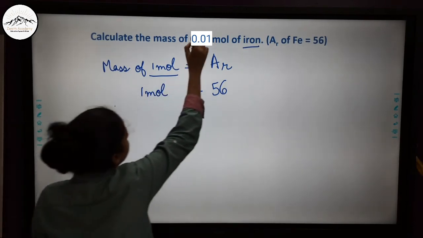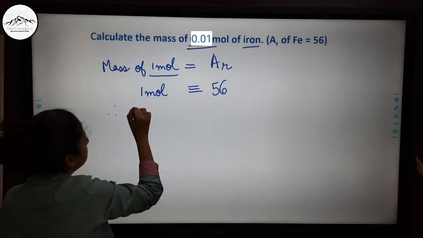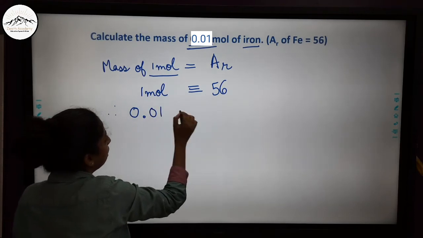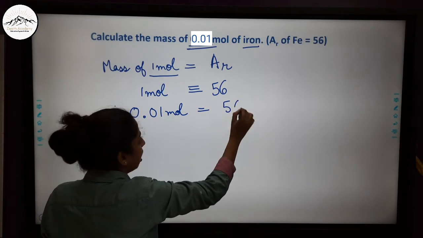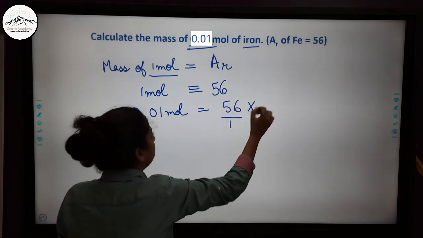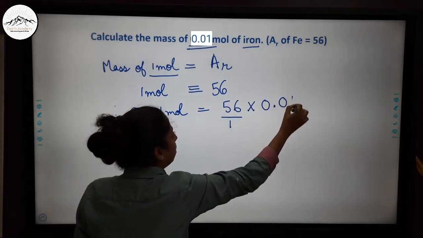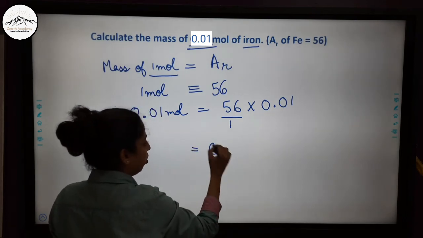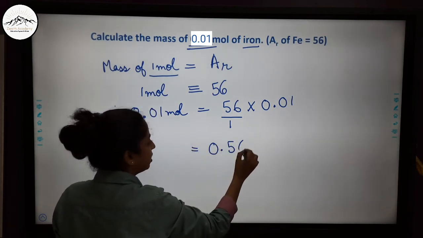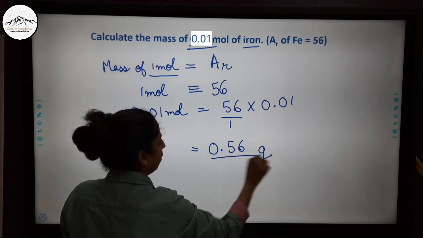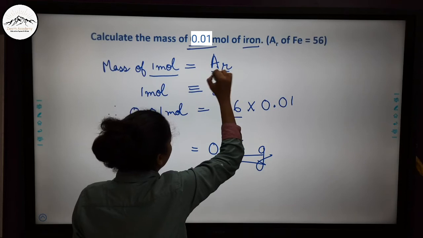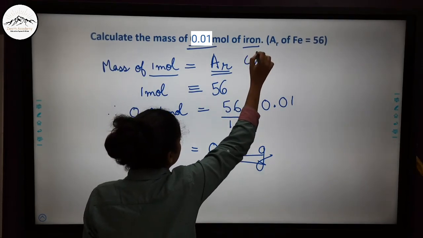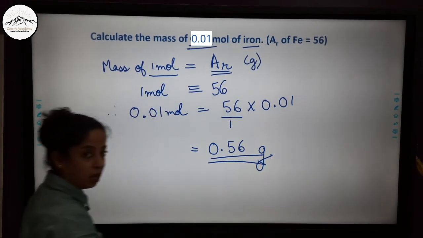Therefore, mass of 0.01 mole. 0.01 mole will be how much? Simple unitary method, 56 upon 1 into 0.01. So it becomes 0.56 grams. Because here 1 mole is the relative atomic mass expressed in grams. So here the answer will come in grams.